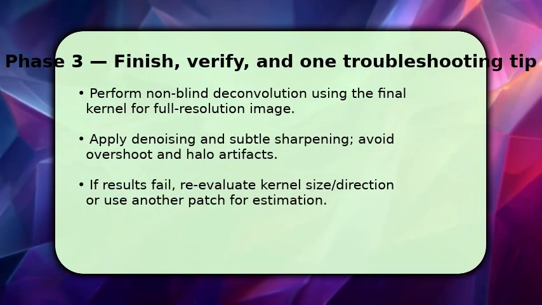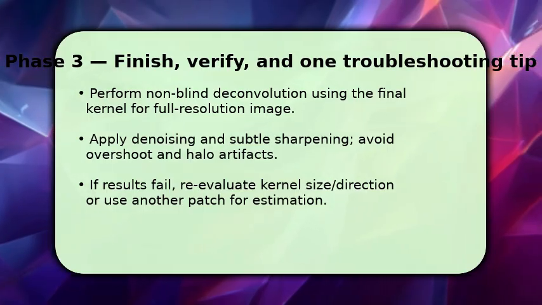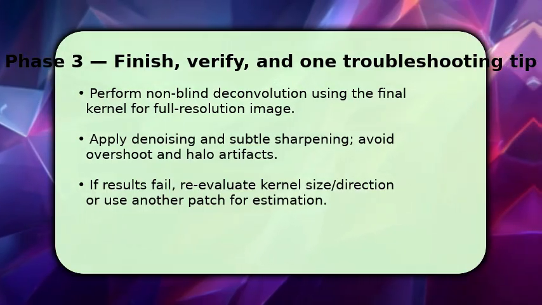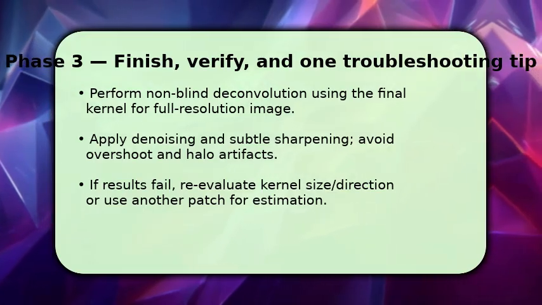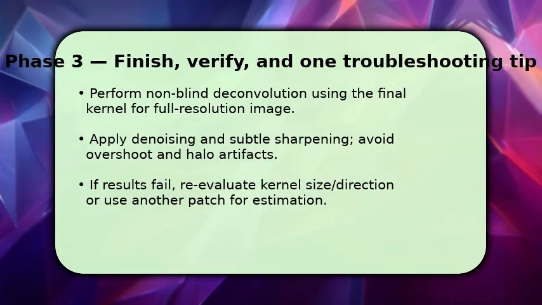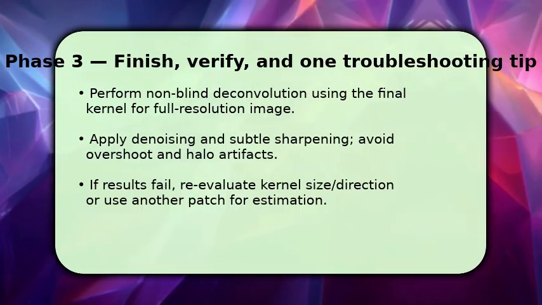Now run a final non-blind deconvolution across the full resolution RAW, using the refined kernel to restore detail. After that, apply gentle denoising and subtle sharpening to recover texture without creating halos. You want natural edges, not ringing. Save as a lossless file.